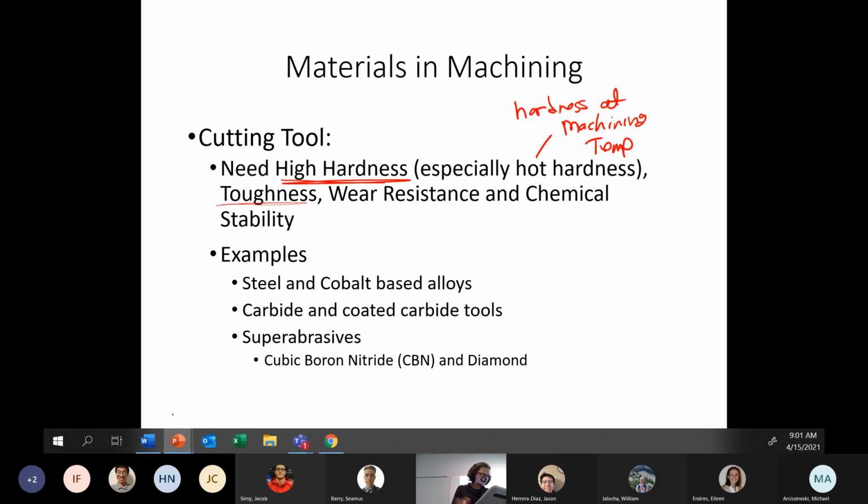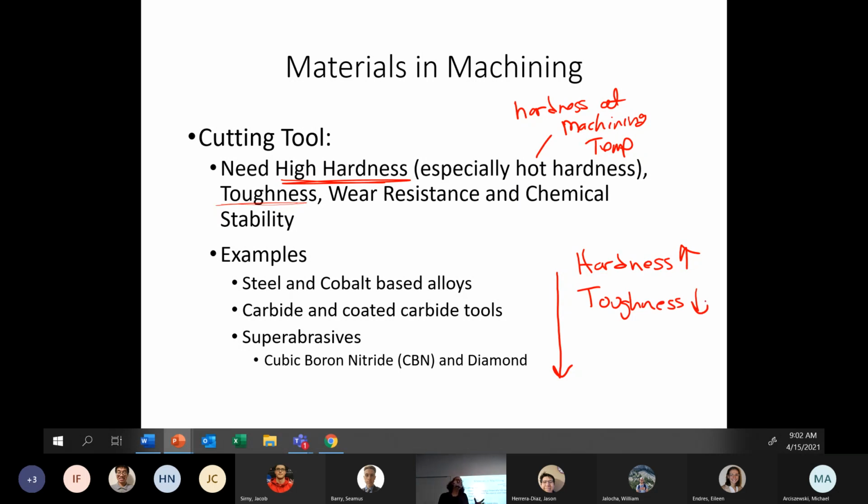For machining, the requirements, as we can see, are hardness, hot hardness, and then your toughness. Some applications you're going to need a little more impact resistance, and also some chemical stability and wear resistance. So in looking at our tools, as we go from steel to the carbide and coated tools, and then what we call the super abrasives, we're seeing that the hardness is increasing and our toughness is decreasing.